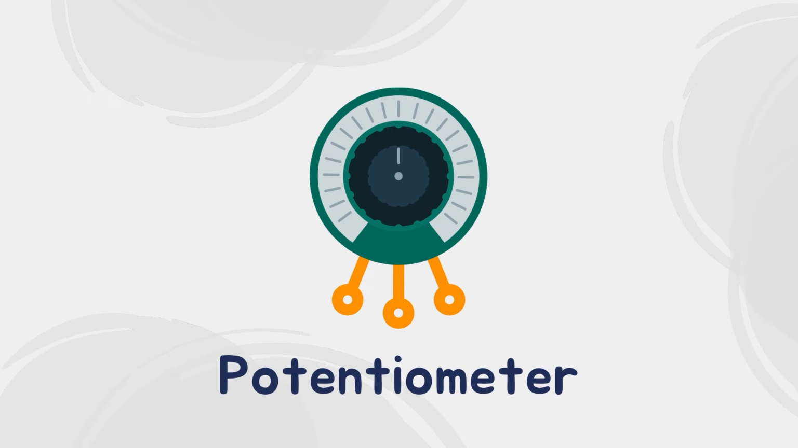This is a potentiometer. A potentiometer is a variable resistor, allowing you to change the amount of resistance the current has to go through in a circuit. A potentiometer allows you to adjust your voltage. You use the knob to increase or decrease the resistance.